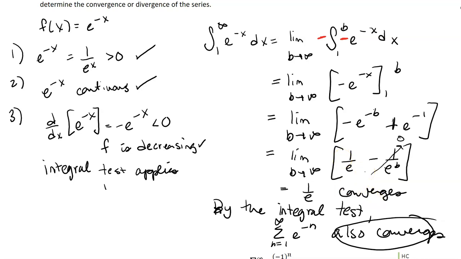Another thing that's important to note is that the integral converges to this value, but that doesn't mean that that is the value of the series. That just means that it also converges. So the integral test doesn't give you the actual sum, it just tells you whether a sum exists or not.